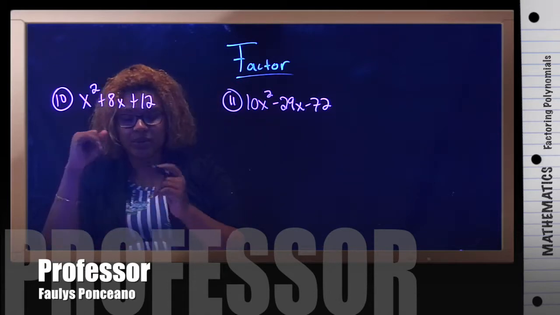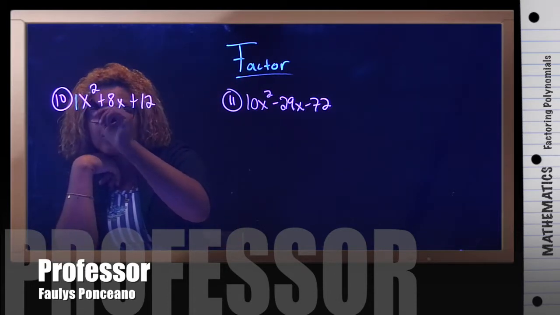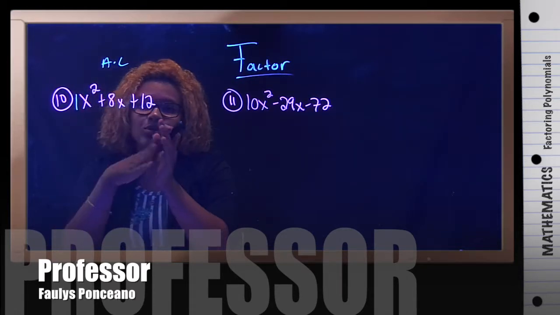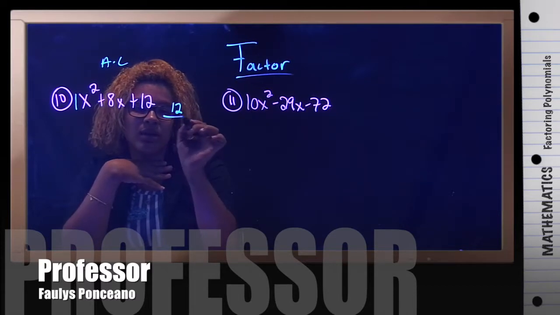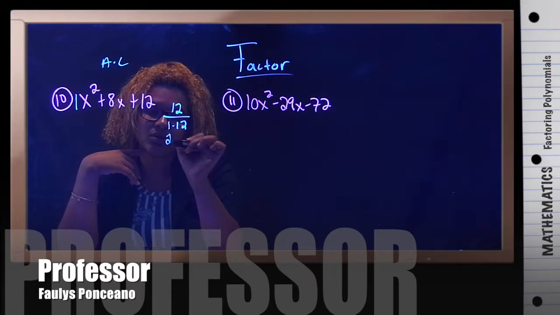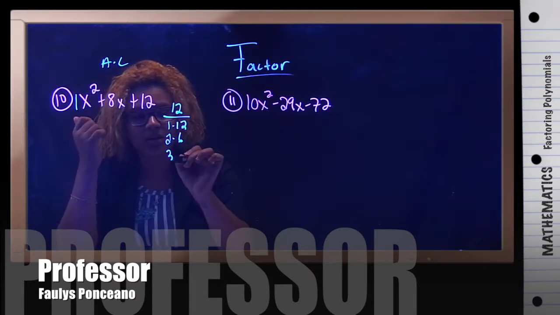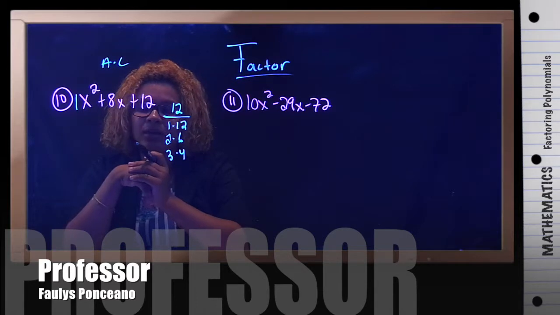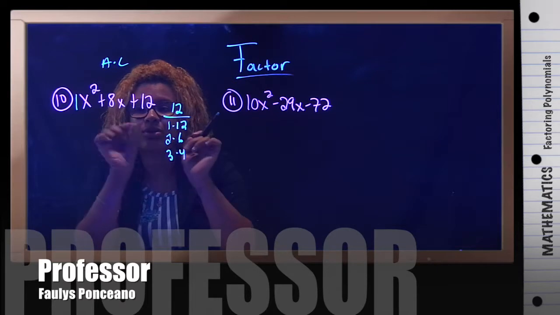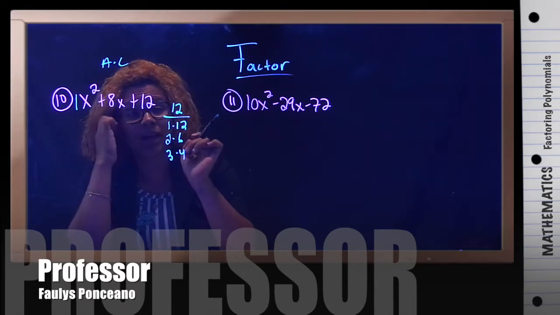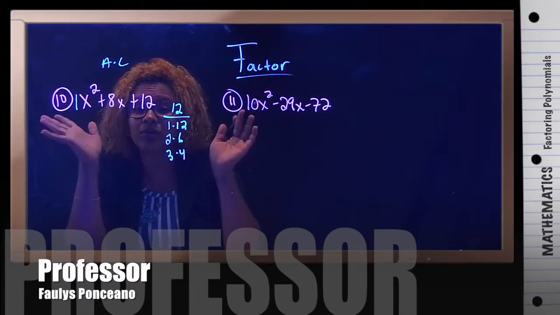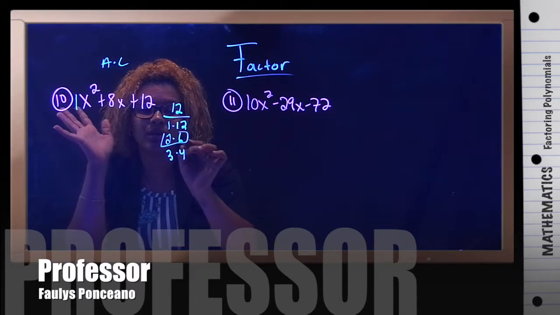Okay, so what do you do? You take A times C. So A times C, right? 1 times 12 gives you 12. Then we look for the factors of 12. So I have 1 times 12, 2 times 6, 3 and 4. Then we ask ourselves, from these factors, which could add or subtract to the middle term? In this case, it will be 8. Well, which ones will add? Because this is positive and positive, so definitely it has to be addition, it is 2 and 6.